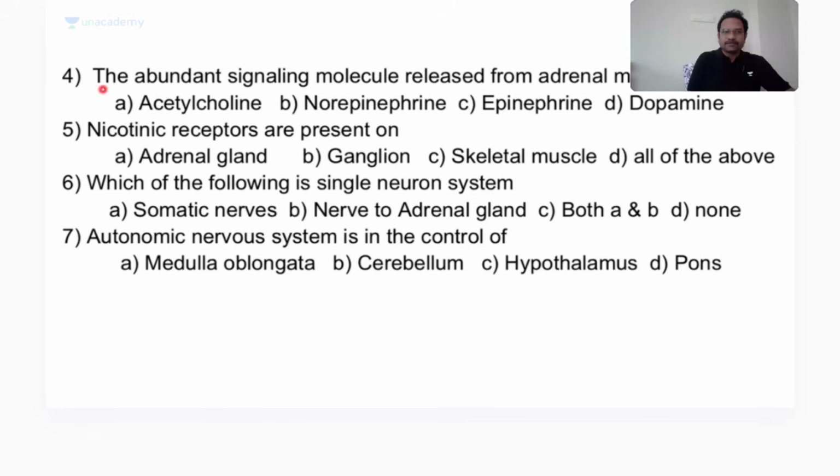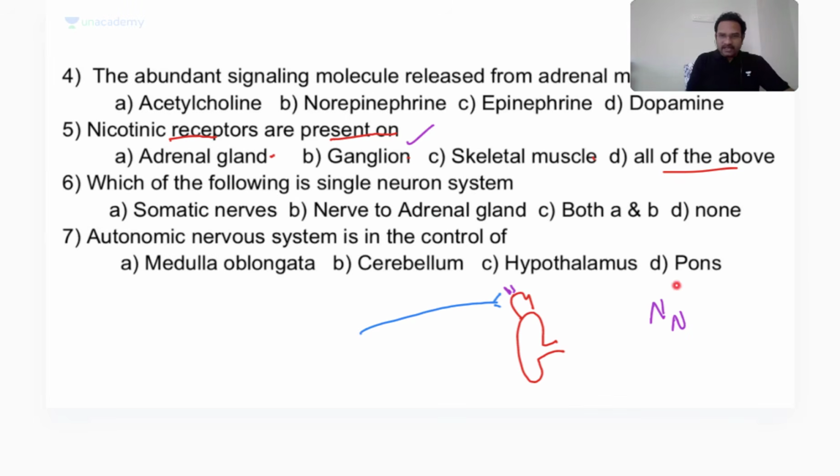Now, the next question. Nicotinic receptors are present on. Now, where do you see nicotinic receptors? Adrenal gland, ganglion, skeletal muscle, all of the above. Now, see, adrenal gland, when the neuron comes, the stimulation is through nicotinic receptors only. Here you have nicotinic receptors. In the ganglion, you have nicotinic receptors.